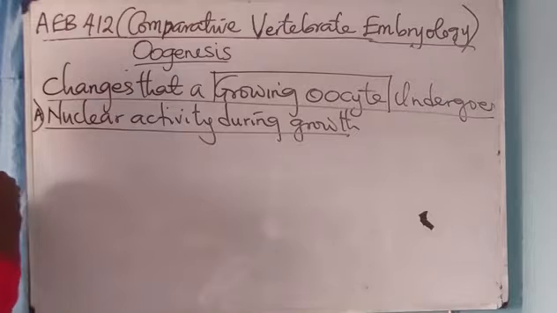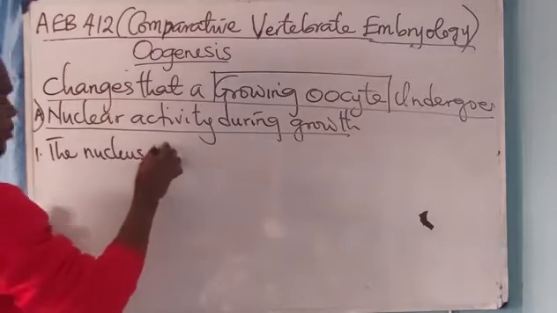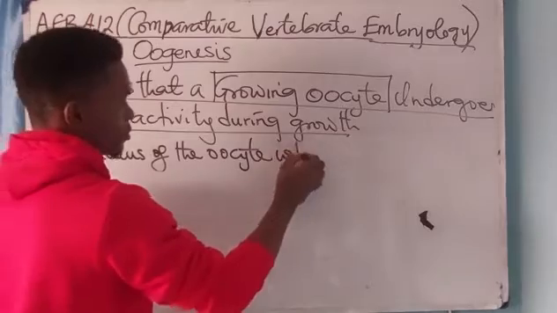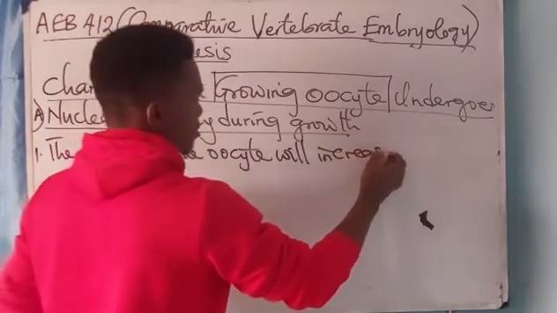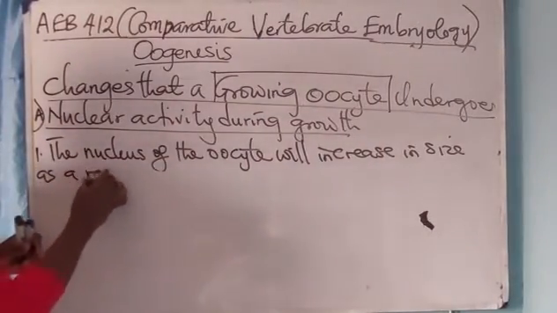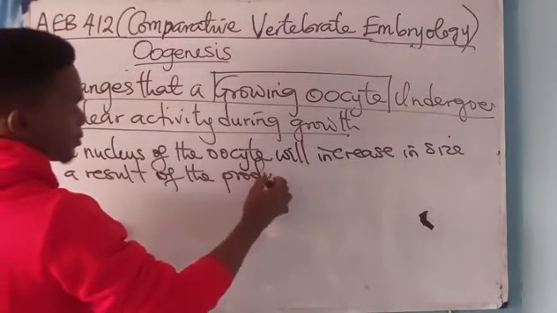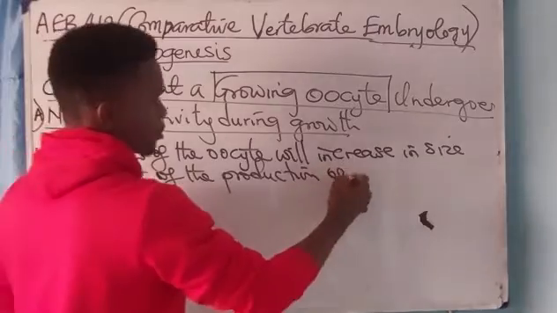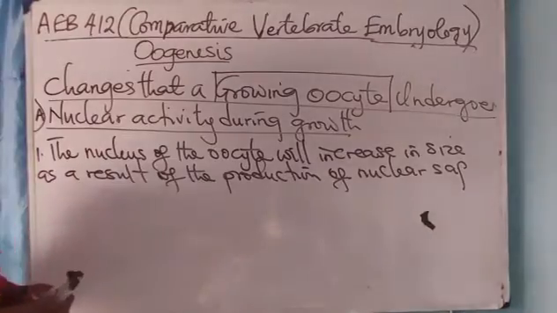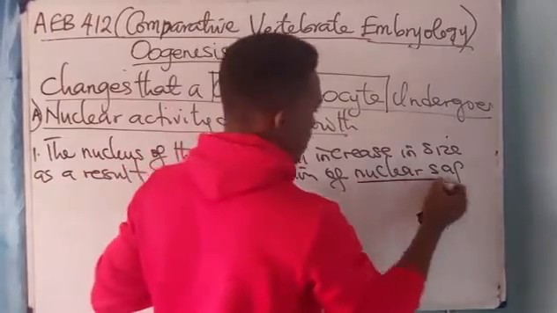Let me write on the board. The nucleus of the oocyte will increase in size as a result of the production of what? Nuclear sap. All right, it increases in size as a result of what? The production of a fluid, nuclear sap.